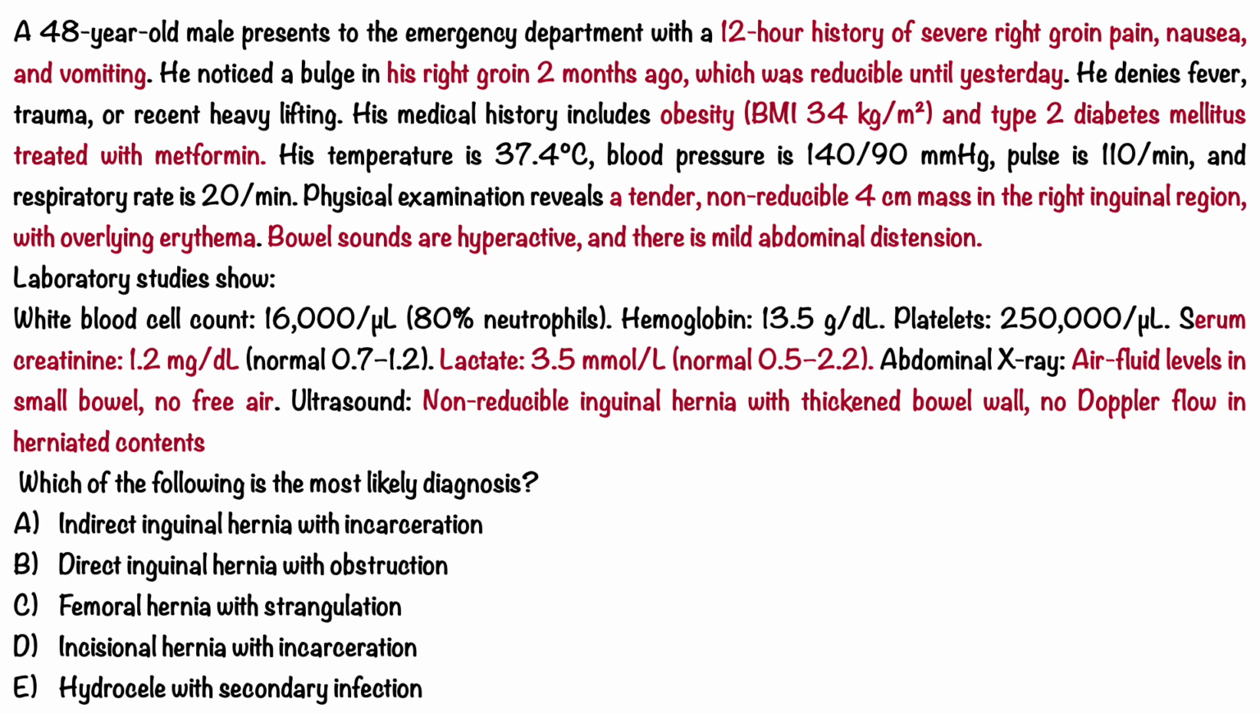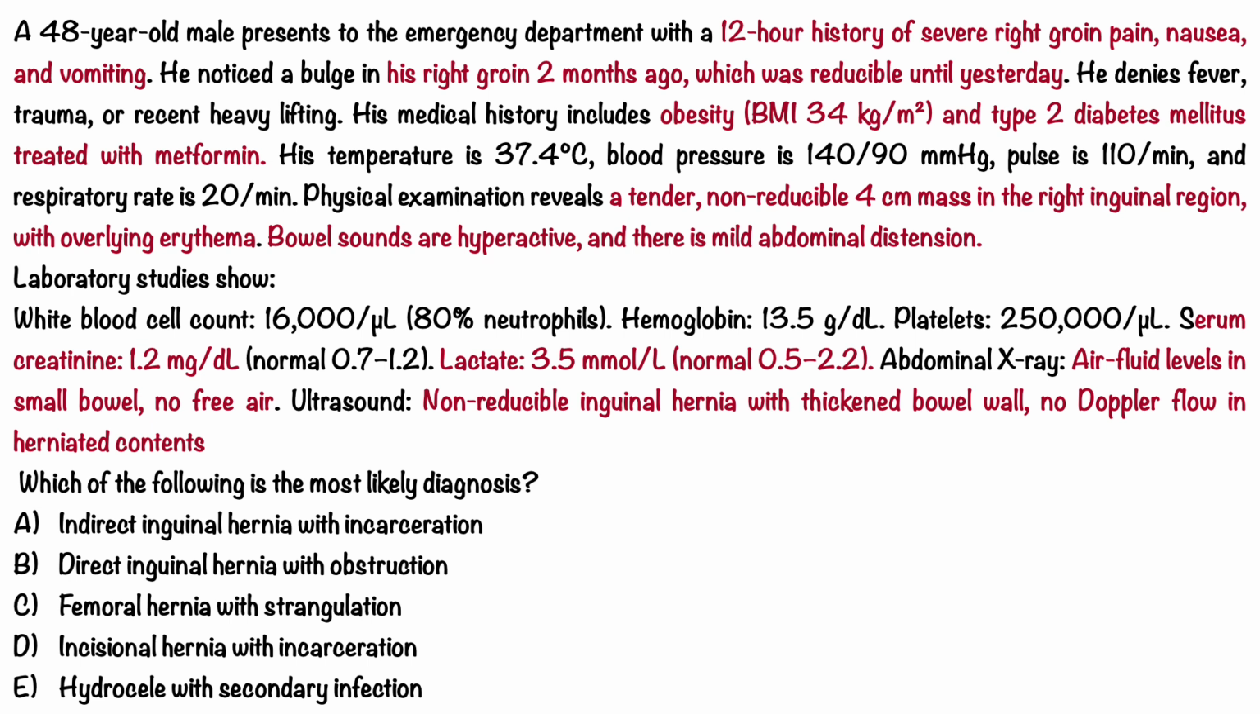Physical examination reveals a tender, non-reducible 4 cm mass in the right inguinal region, with overlying erythema. Bowel sounds are hyperactive, and there is mild abdominal distension. Laboratory studies show a white blood cell count of 16,000 per microliter, which is slightly leaning to an infection case, with 80% neutrophils, hemoglobin 13.5 gram per deciliter, platelets 250,000 per microliter, serum creatinine 1.2 mg per deciliter, which is borderline high, and lactate 3.5 millimole per liter, which is increased.